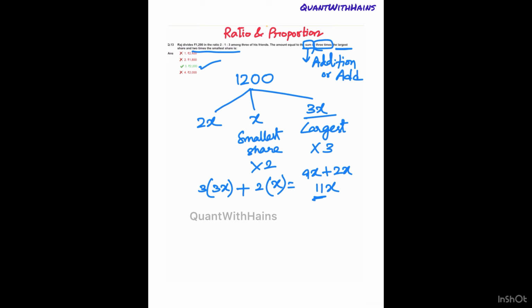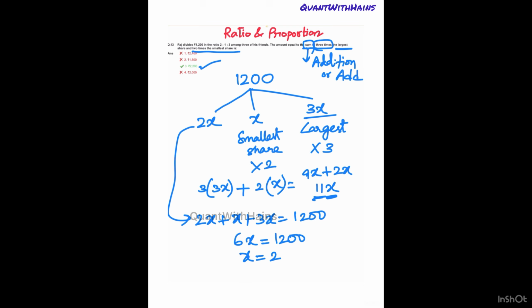But if you want to do literally to get the value of x, we can add this. 2x, x plus 3x is 1200. 3, 4, 5, 6x is 1200. X is 200. Here if we substitute, 11 into 200, that is 2200. That is the option.